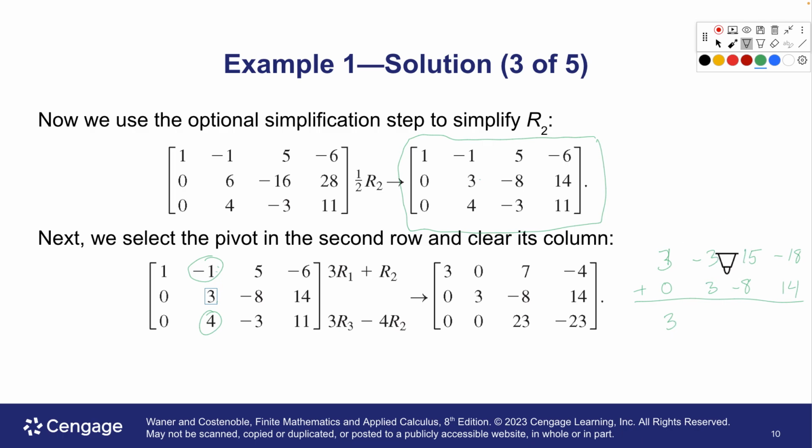This is -3 and 3 are 0. 15 minus 8 is 7, positive 7, and -18 plus 14 is -4. Now this is going to get stuck up in row 1.